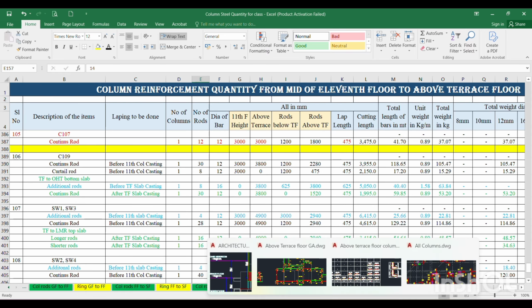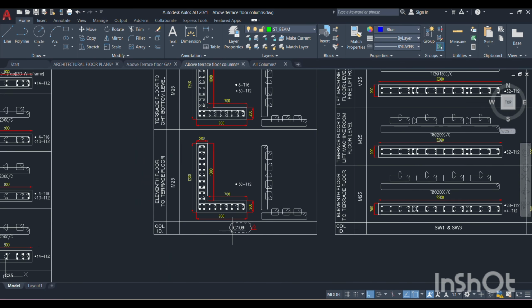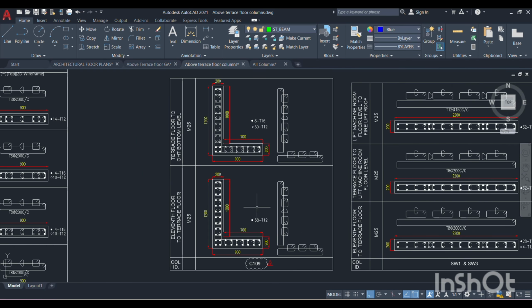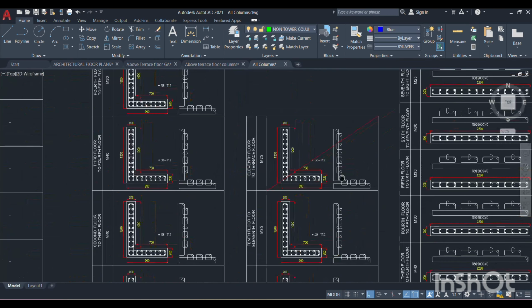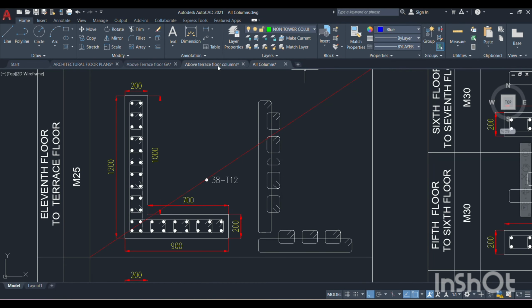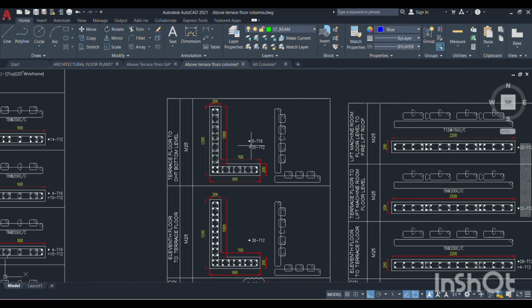So you see, this is the L column, column number 109. Here also you see this is the column at 11th floor level. At 11th floor, as it is, 38 number of 12 is there, and even in the previous column we are having 38 number of 12. Only above terrace floor, 8 number of 16 is being added. Instead of 38 number of 12, 30 number of 12 is continuing and 8 number of 16 is changing.